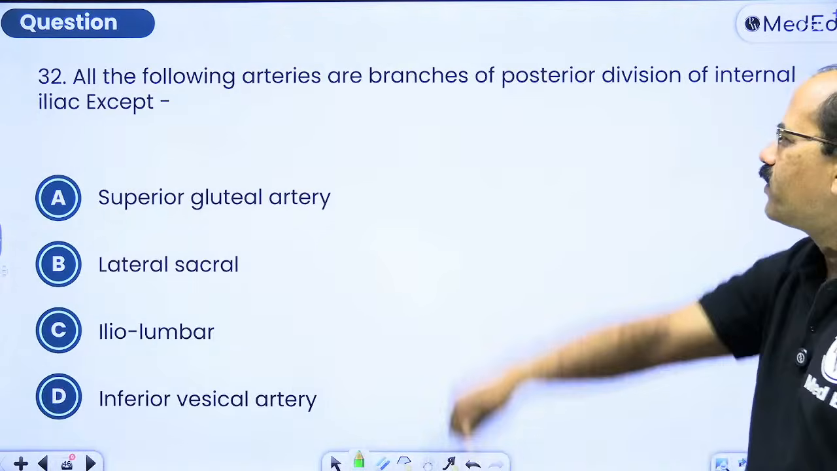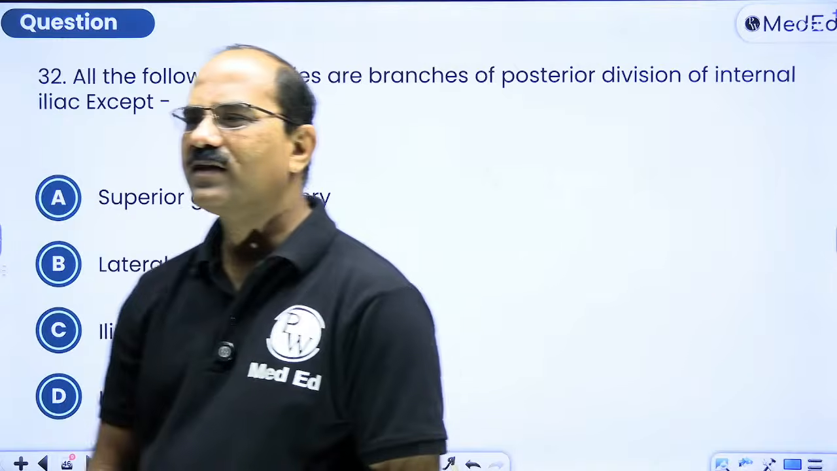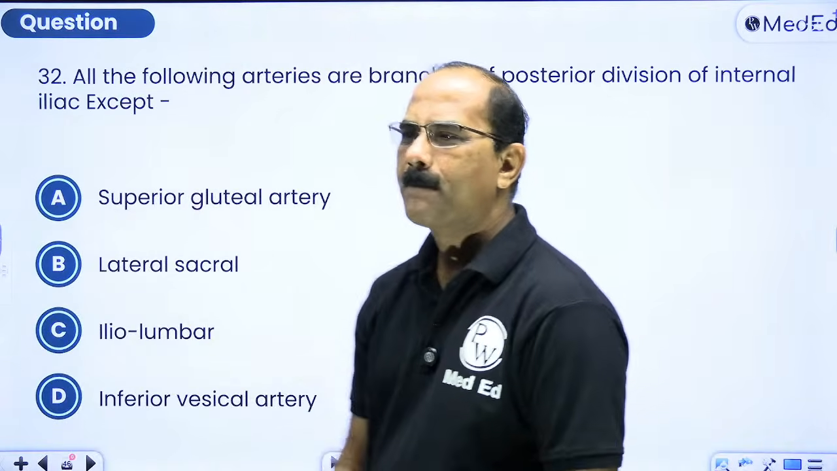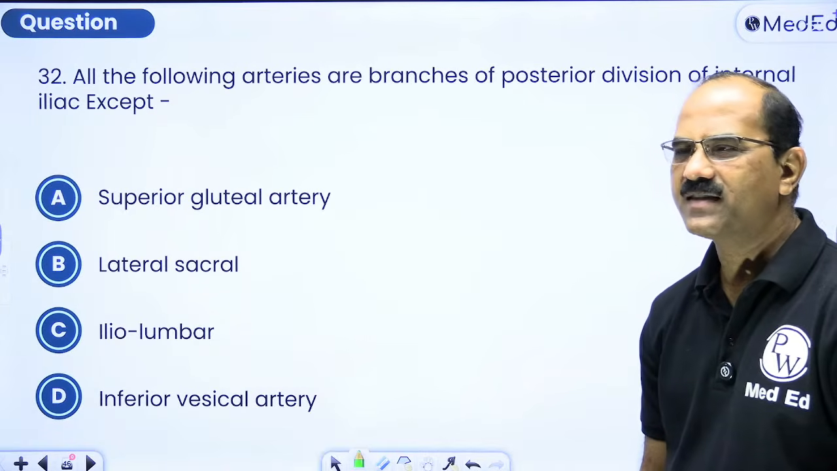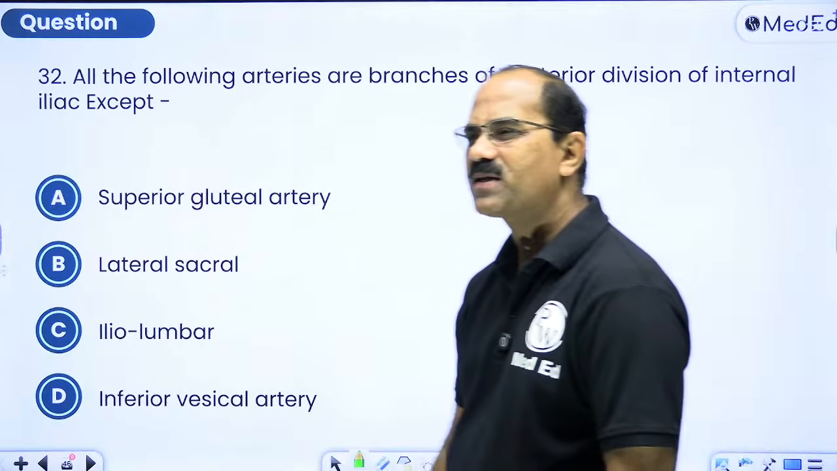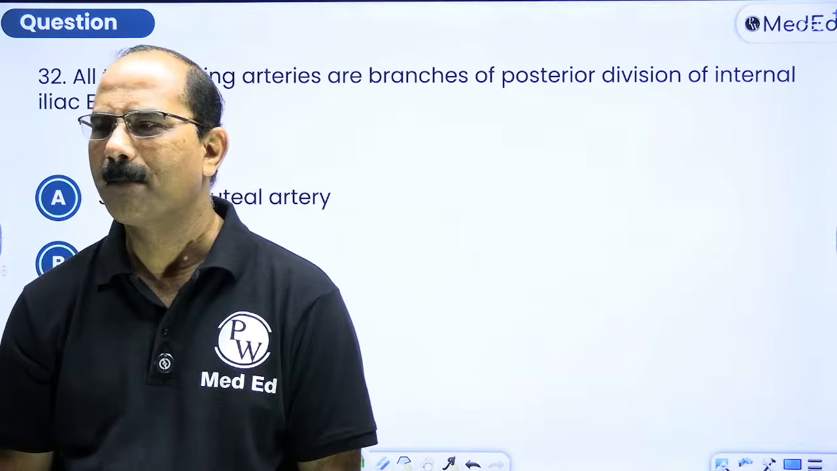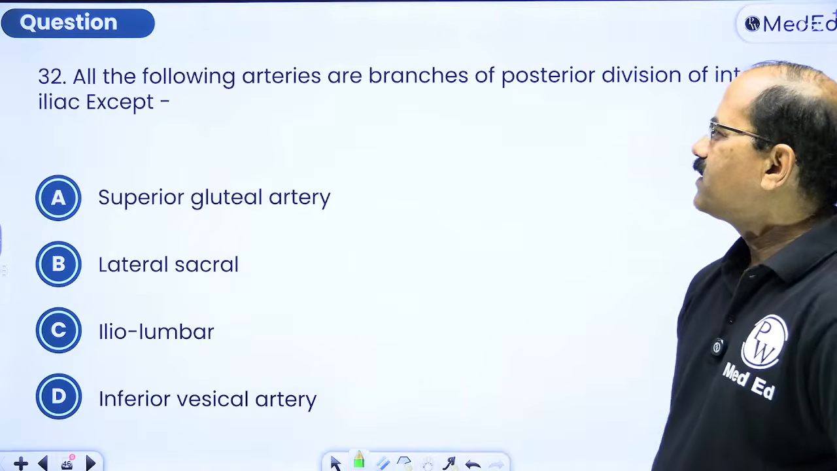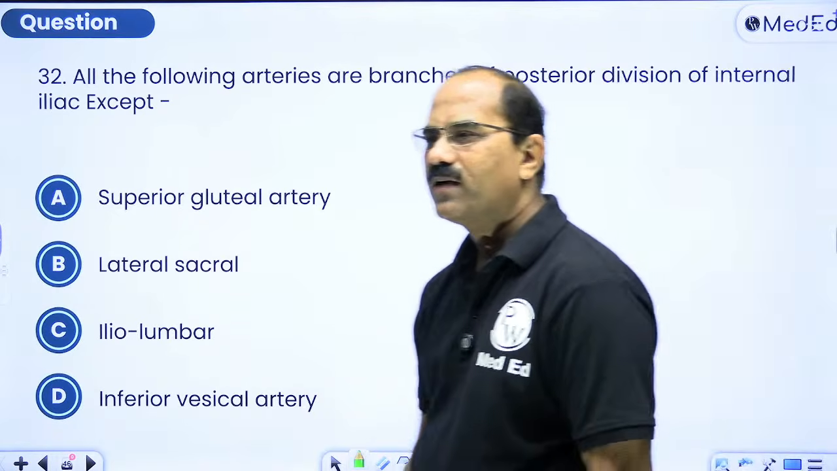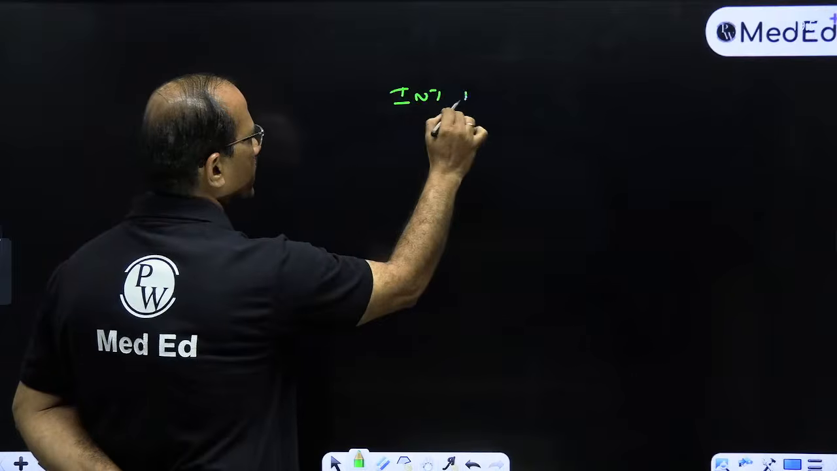आंसर दिस. All the following arteries are branches of posterior division of internal iliac except. Can anyone answer this? Posterior division of internal iliac. Any guesses? Come on. You can answer this, students. Come on. सबने इलियो हाइपोगैस्ट्रिक लिखा है. Answer this. All the following are branches of posterior division of internal iliac. बोल सकते हो ये internal iliac.